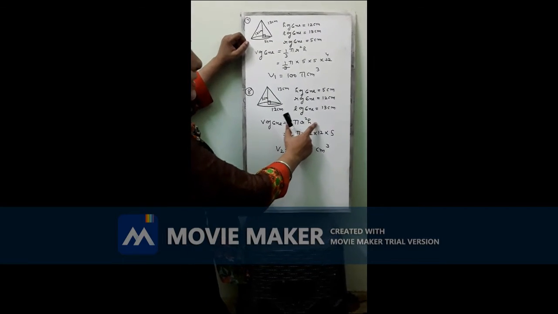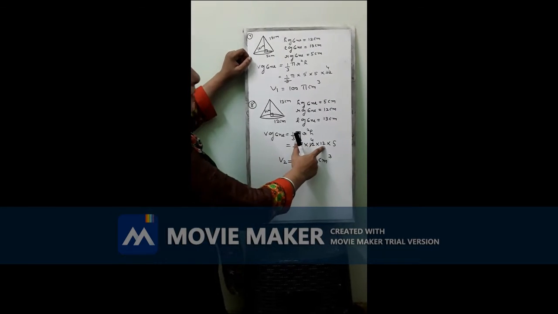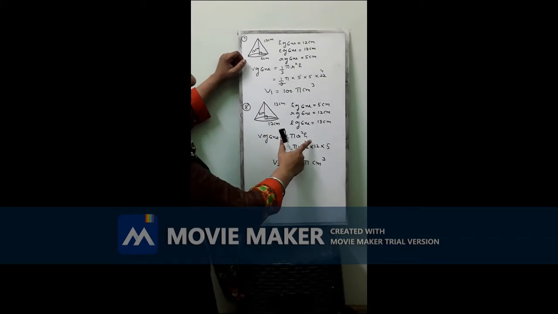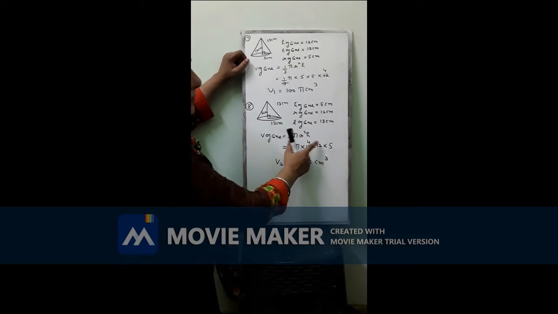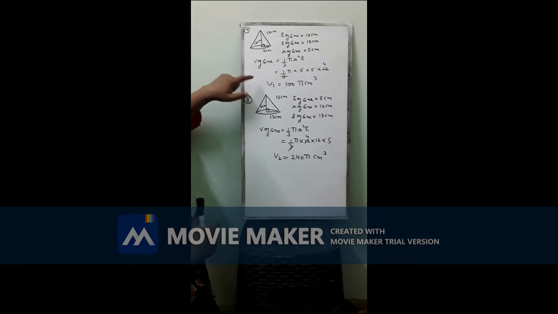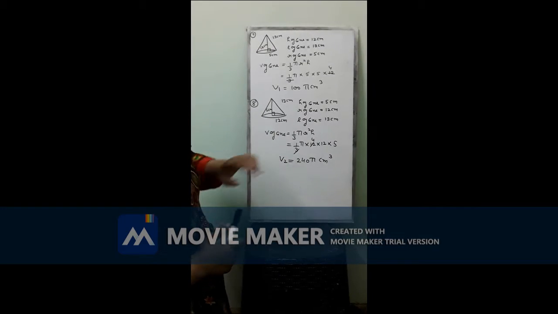1 upon 3 pi r square h. Pi is as it is, r square is 12 into 12 and height is 5. Do the cutting. 3 1s are 3, 3 4s are 12. After multiplication you will get 240 pi. This is the second volume. It was the first volume in sum number 7. In sum number 8 this is volume 2.